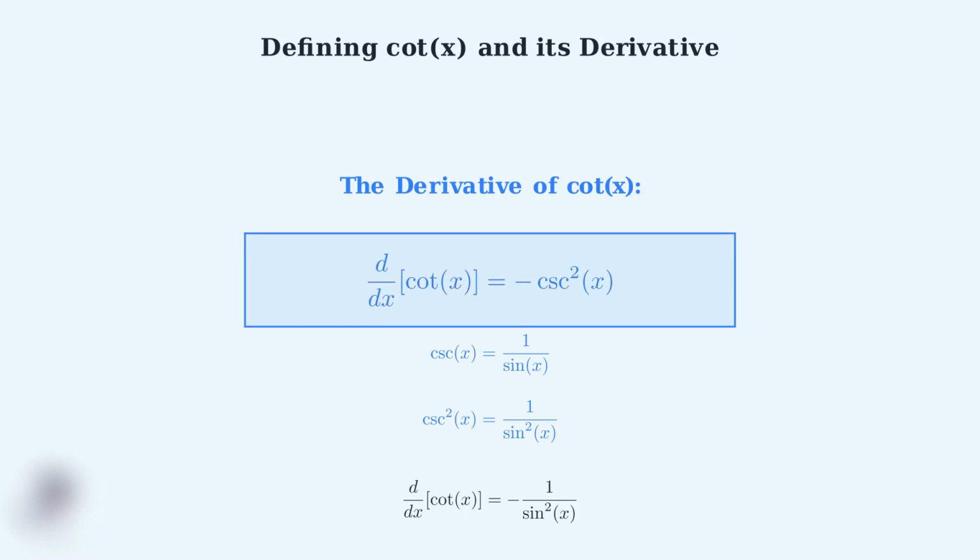In the following sections, we'll prove this derivative formula using 2 different methods, the quotient rule and the chain rule. Both approaches will lead us to the same result. Understanding these definitions and the final result will help you follow the derivations more easily. Remember, cotangent equals cosine over sine, and its derivative is negative cosecant squared.